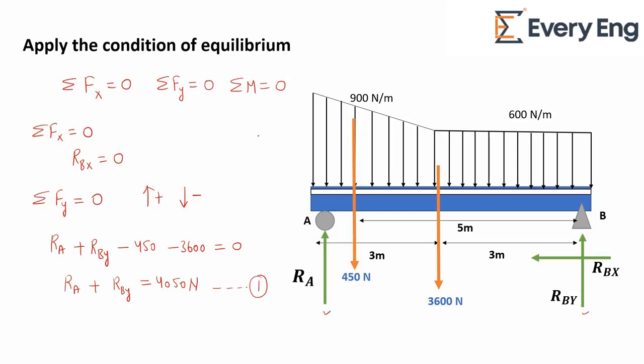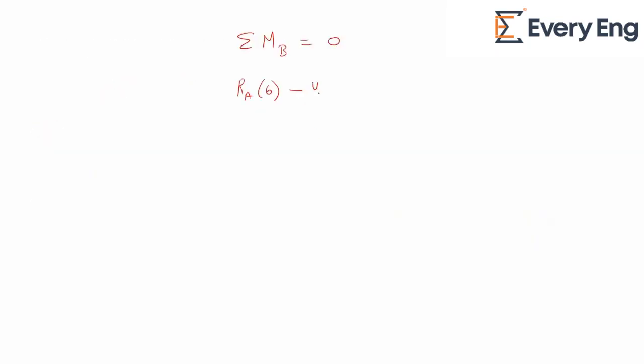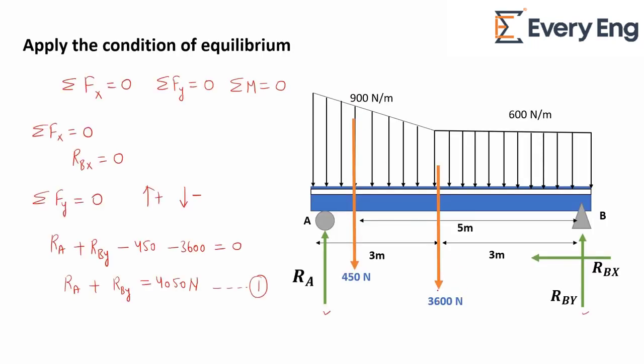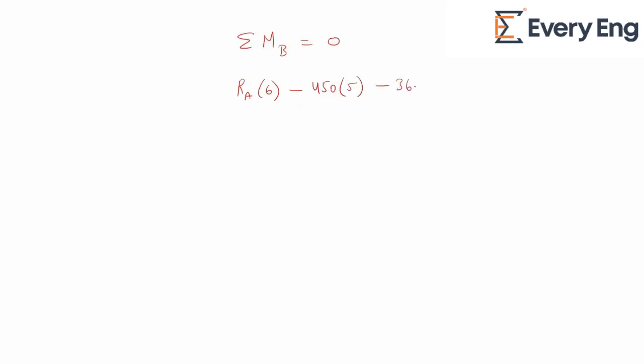Now we calculate the summation of all the moments at point B equal to 0. The reaction at A, which is 6 meter distance from B, takes a clockwise direction, so this will exert a moment in the clockwise direction. Similarly, 450 Newton, which is 5 meter distance from B, will take an anti-clockwise direction. So this is 450 into 5. Similarly, 3600 Newton will also exert a moment in the anti-clockwise direction. So this is minus 3600 and the distance from B is 3 meters. So the reaction at A is equal to 2175 Newton.